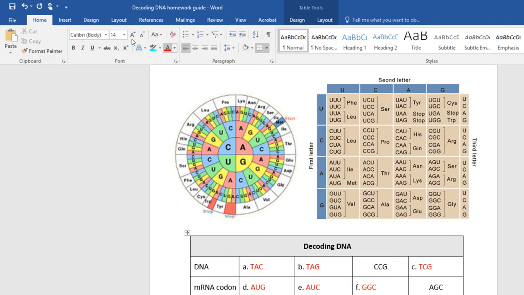Last but not least, we need to find our amino acid. Remember, the amino acid is based off of the mRNA codon. So the mRNA codon A, G, C. Starting at the first letter A, you always start at the very center. Work your way out. G is yellow. C is this blue one. And that is SER, S-E-R. Again, you do not need to write out the entire name of the amino acid. You can just use the abbreviation that's given in the chart.